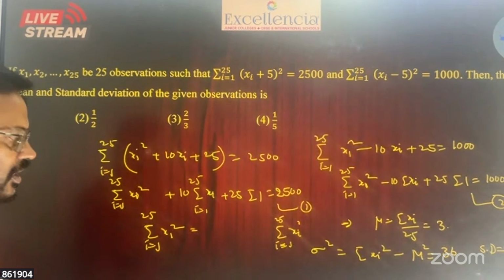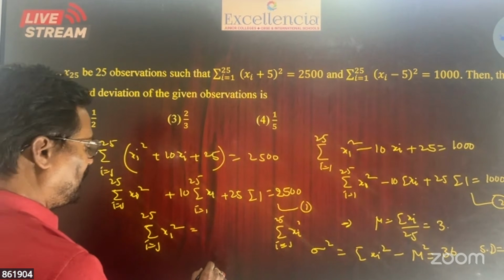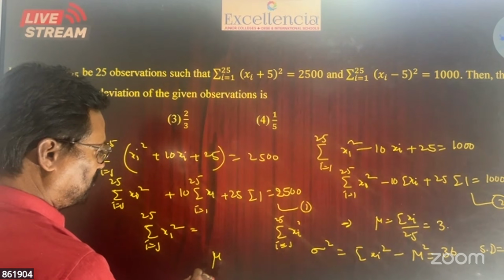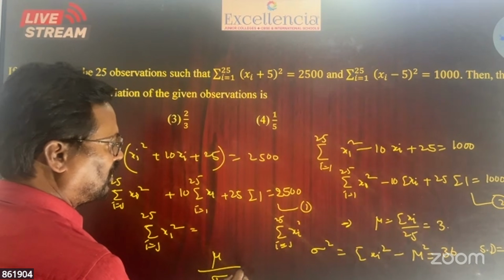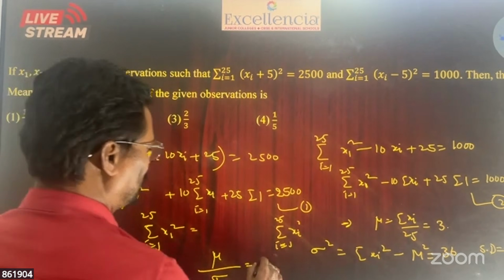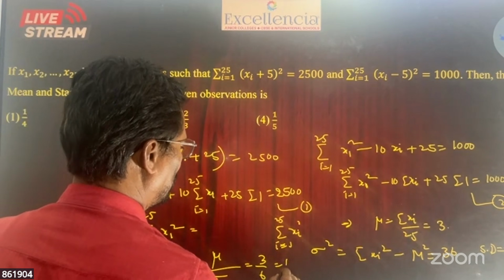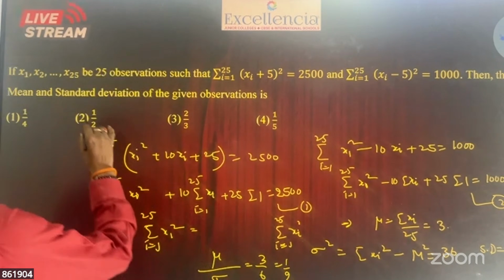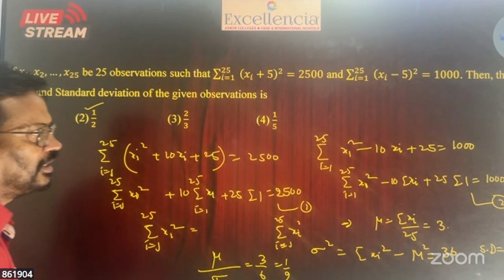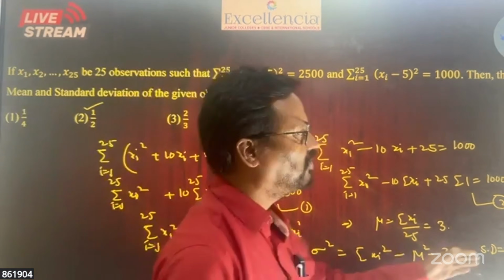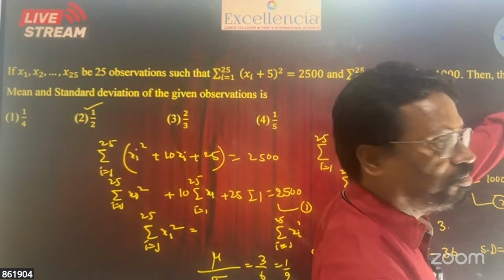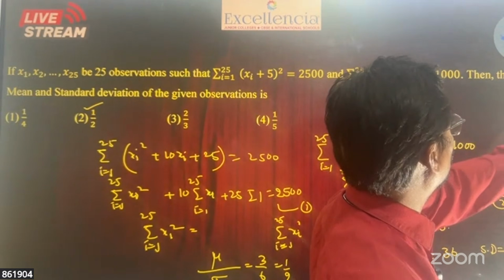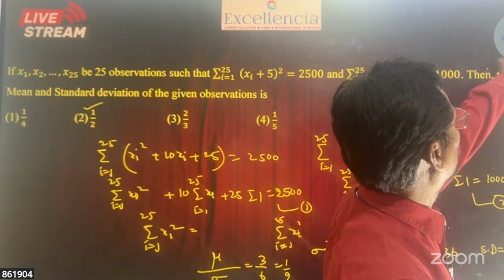So if you see here, they are telling the arithmetic mean and they are telling the standard deviation. So that is 3 by 6. Finally, we got 1 by 2. So this option is correct. This is also similar to the PYQs. So almost all 2-3 questions are given similar to the PYQs. And let us go to the next one.